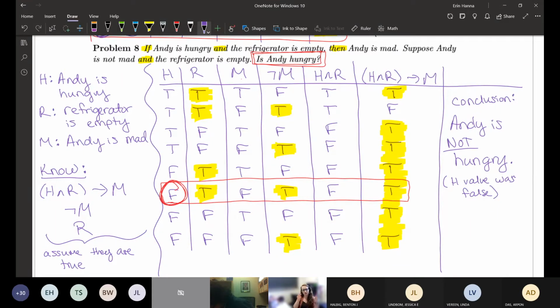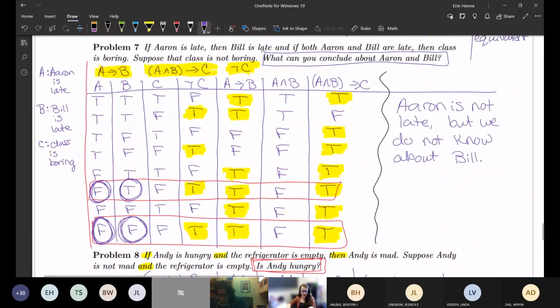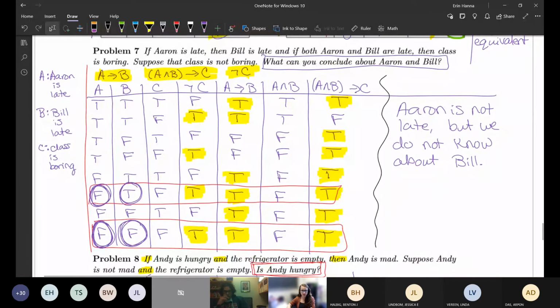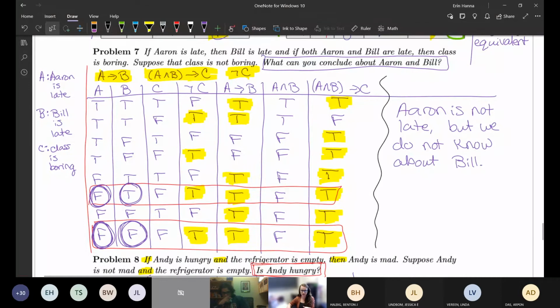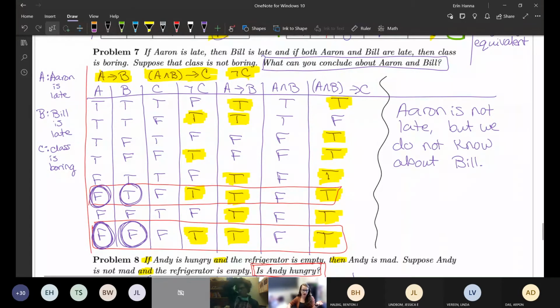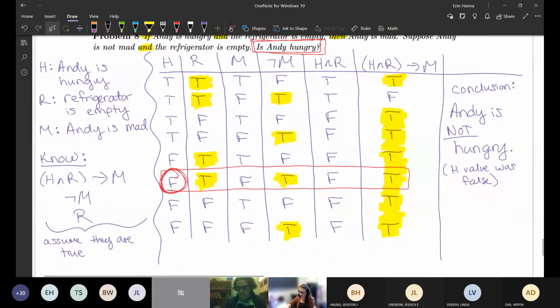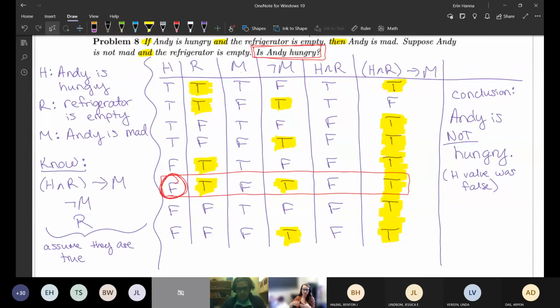So with these, you pull off what you're given in the statement of the problem. You assume that all of those pieces are true once you fill out your really big truth table. You select the row, or remember, from the one before, there were actually 2 rows that satisfied the conditions. So you can have more than one row being an answer. It's just that your conclusion will then be a little bit more wishy-washy. Like in this case, the one we did the other day, we knew for sure that Aaron wasn't late, but we had no idea about Bill because it was true in one row and false in the other. So it's possible to have more than one conclusion. In this case, we have a nice one, just one full conclusion, and we just move on with our lives.